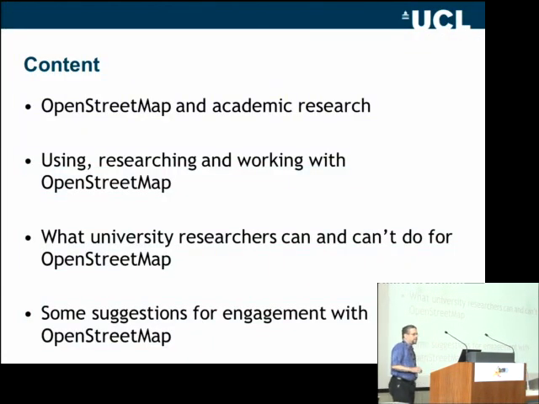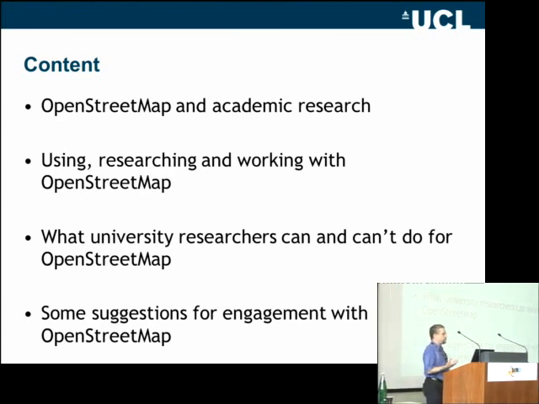So we'll start with talking about OpenStreetMap in academic research and give a bit of an overview of what is happening. Look at the different ways in which OpenStreetMap, OSM, is being used in research. There are different types of relationship: what I call using, researching OSM itself, and working with OSM.